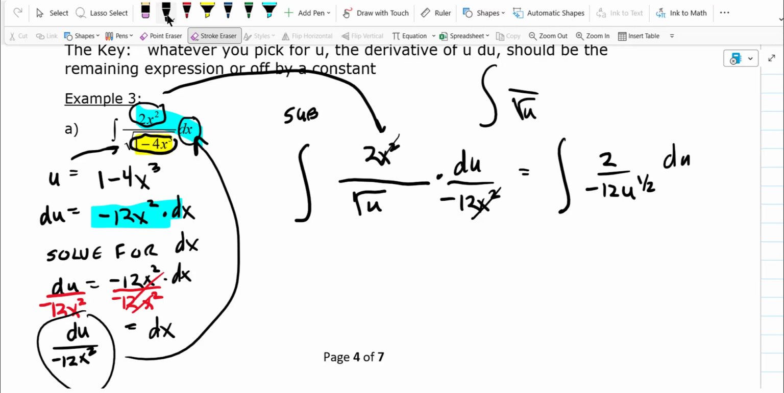Yes, no, tell me. U sub's kind of weird when you first learn it, yeah. Okay, that came from this substitution right here. So remember, I solved this equation right here for dx and got this, and then that plugged in for dx.